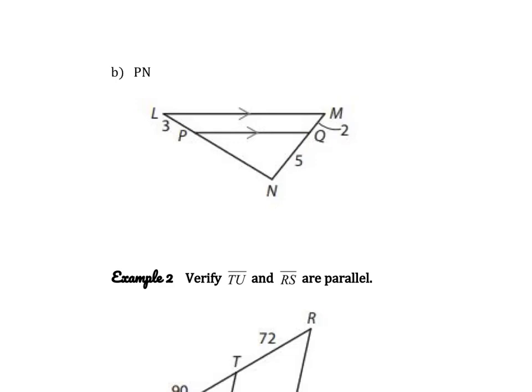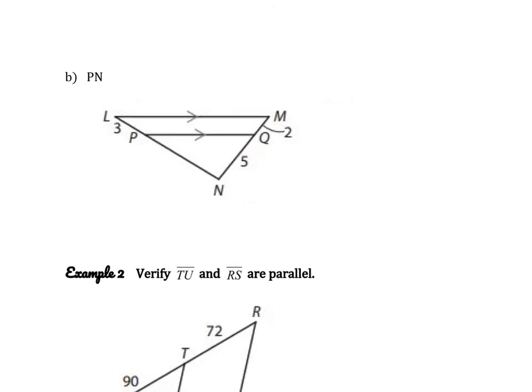Okay, so now let's look at this second example. So here they would like us to find the length of segment PN. And again, we have these two parallel lines. So we know that this parallel line is going to divide these sides proportionally. So we can set up the proportion. We can say LP over PN equals MQ over QN. LP is 3, PN is just what we're trying to solve for, MQ is 2, and QN is 5.